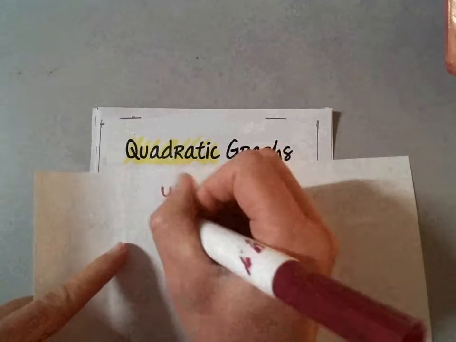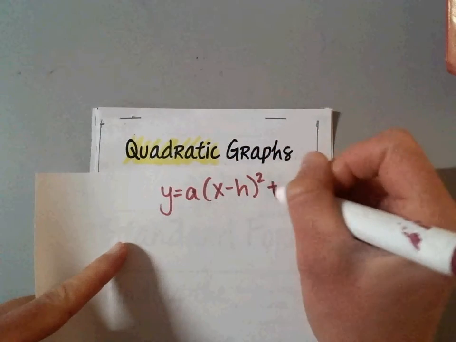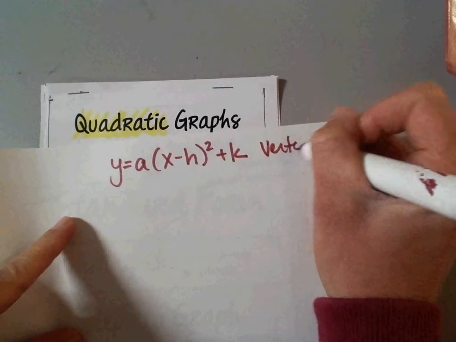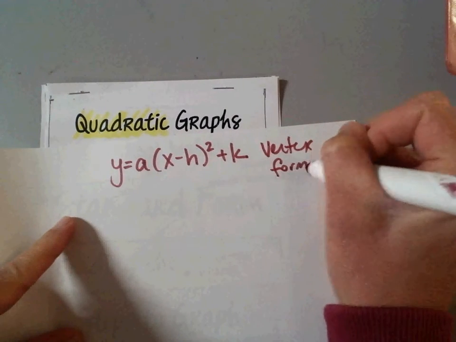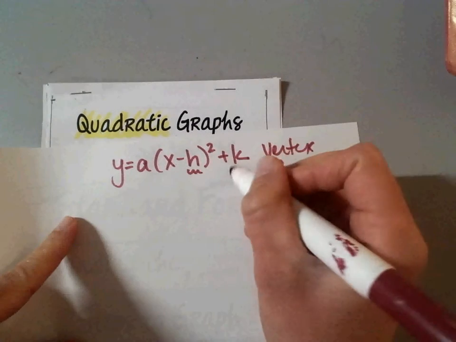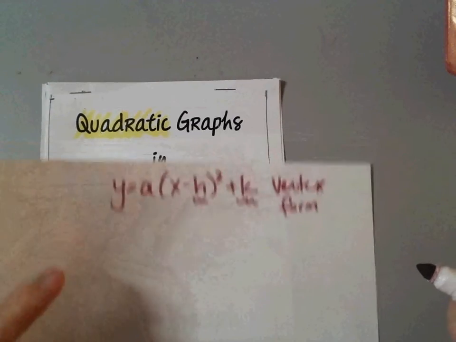Y equals a, parenthesis, x minus h all squared plus k. That is what we call vertex form. Why is it vertex form? Because you can easily pick out the vertex. It's the h and the k. Now, today, if you notice, what form do they tell you they're in today?